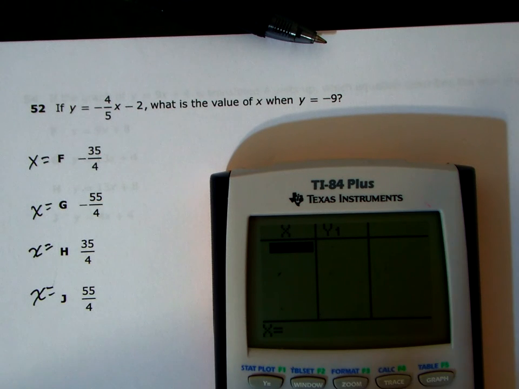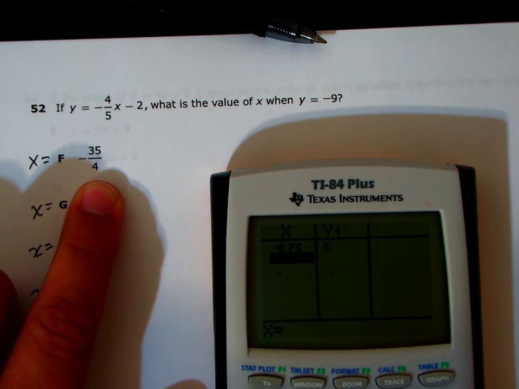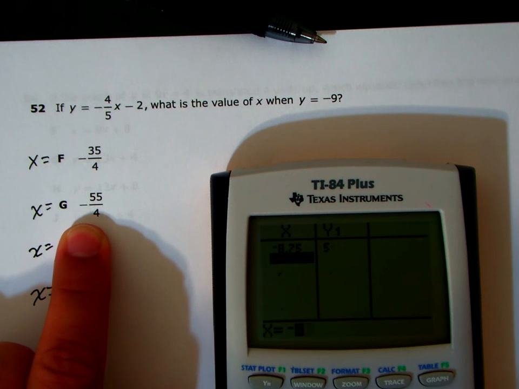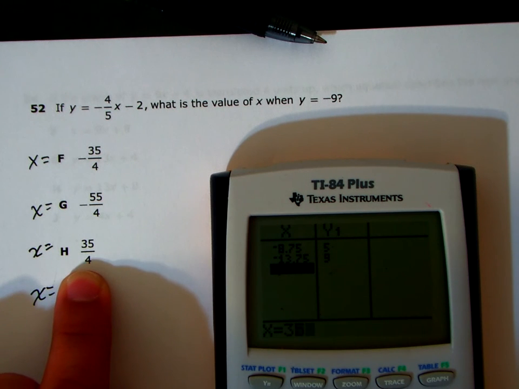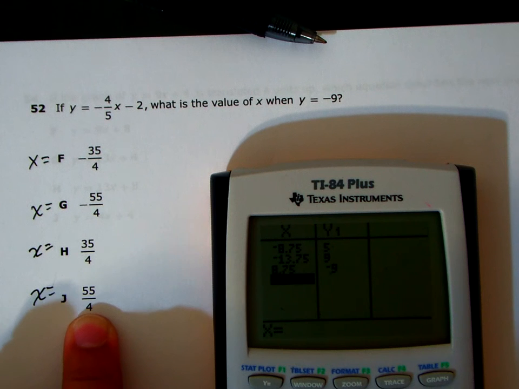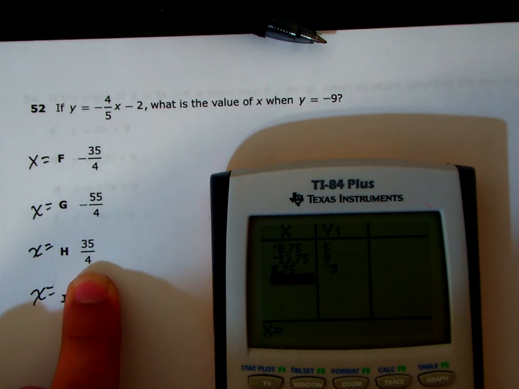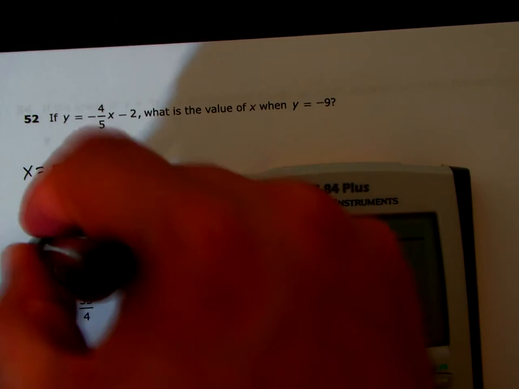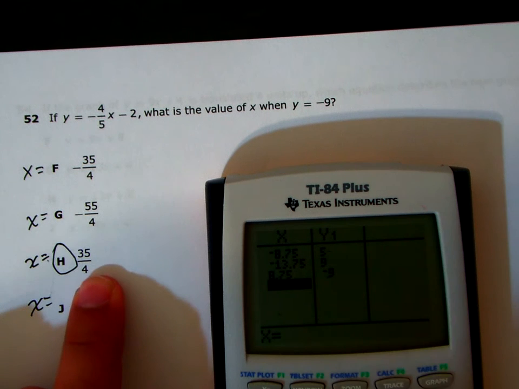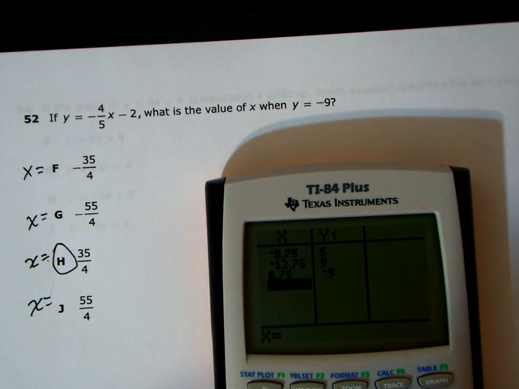Start plugging in F. Negative 35 divided by 4, what does that give you? 5. That's not a 9. Negative 55 divided by 4, what does that give you? A positive 9. We want a negative though. What does 35 divided by 4 give you? A negative 9. So that's it, it's H. We plugged in 35 divided by 4 and we got a negative 9. So that's that one.